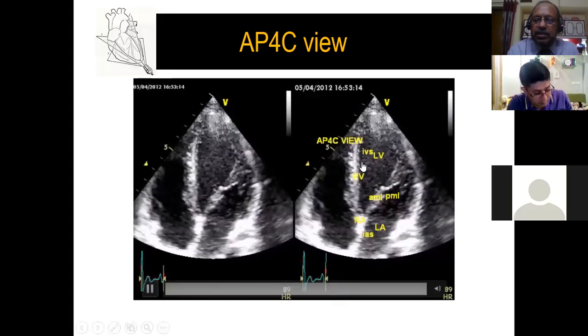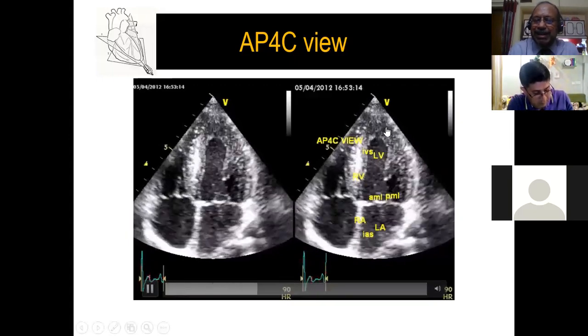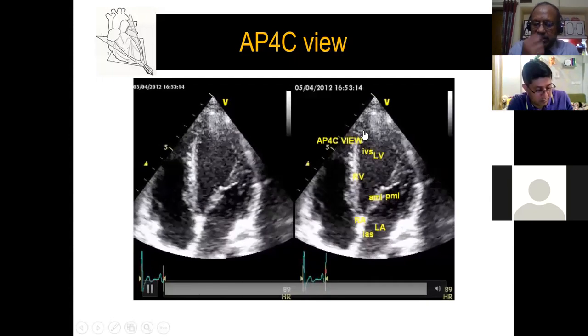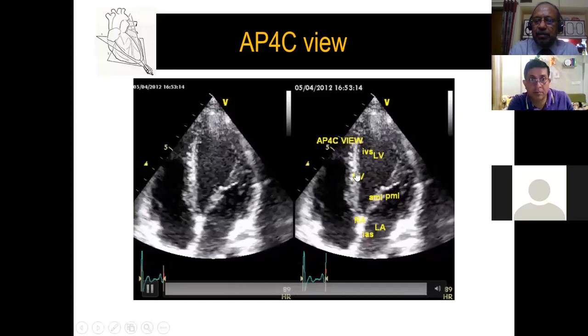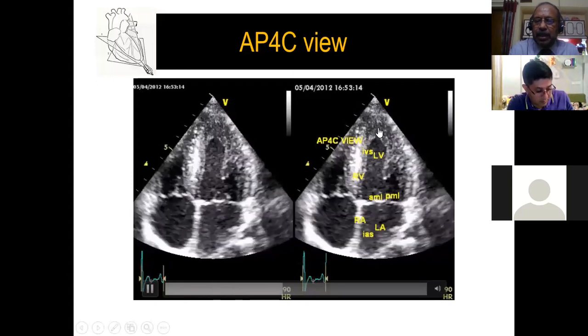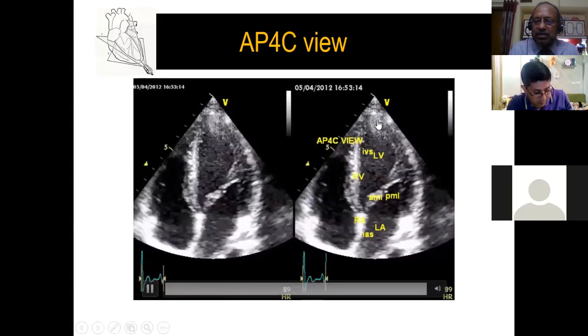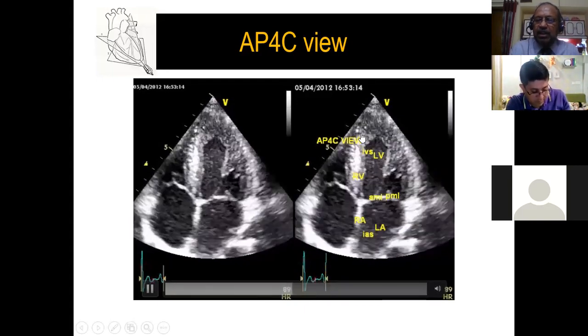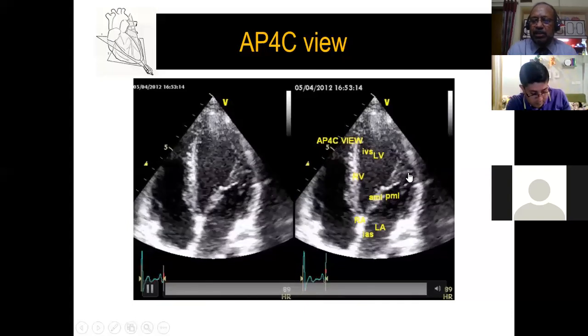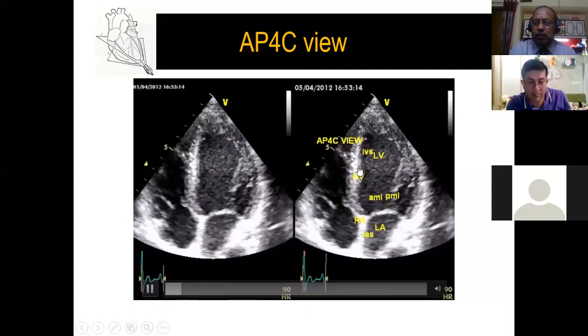This is known as septum. This is known as lateral wall. This septum is divided into 3 parts: apical septum, mid septum, and basal septum. Lateral wall is divided into apical lateral, mid lateral, and basal lateral wall. And if you look at the coronary artery supply in this 4-chamber view, mid and basal septum is supplied by RCA.